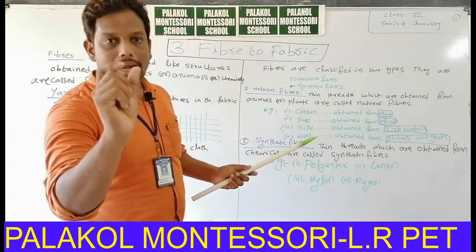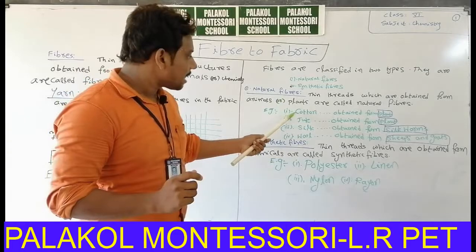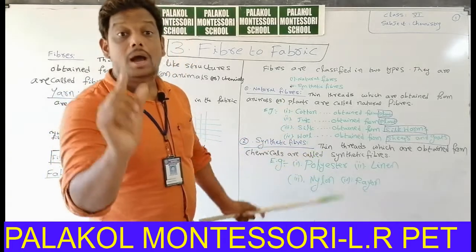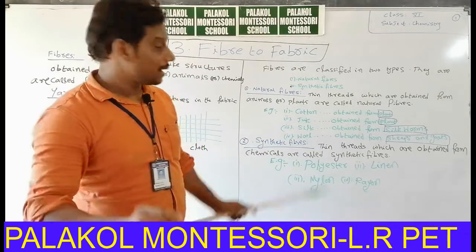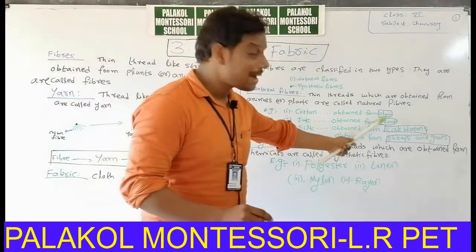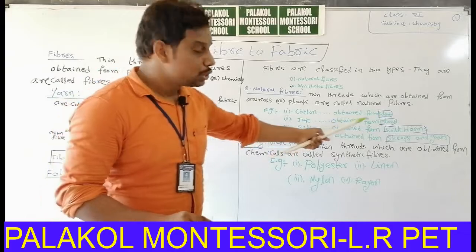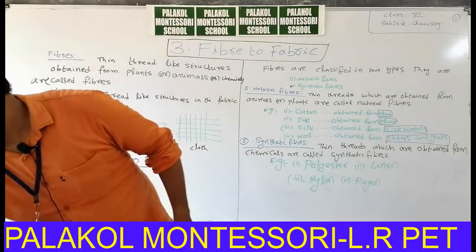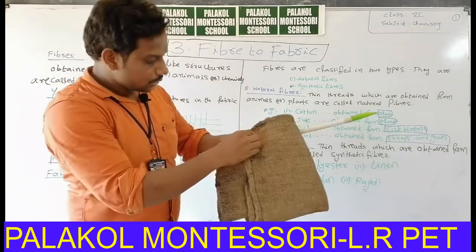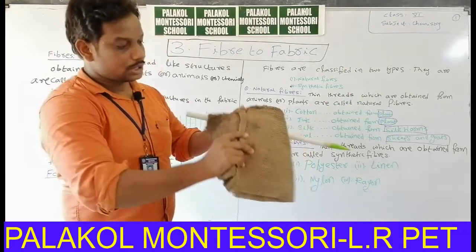Examples for natural fibers, very important from your examination point of view. Give any two examples of natural fibers. The first one is cotton. Is cotton obtained from an animal or a plant? Cotton fiber is obtained from the cotton plant. Jute is obtained from the jute plant. This is the jute thread, jute fiber.